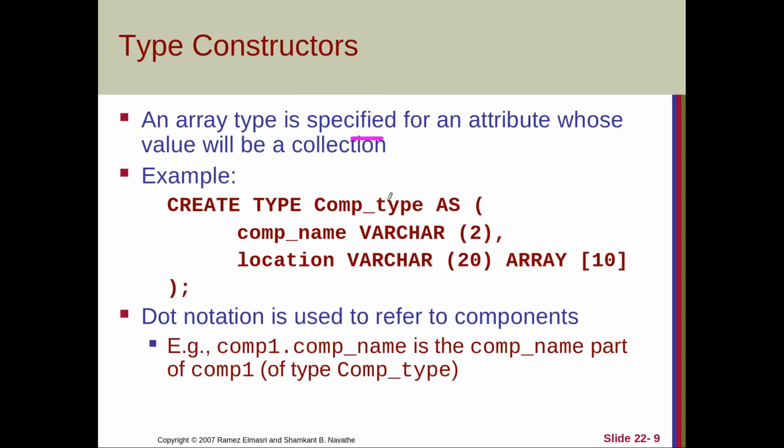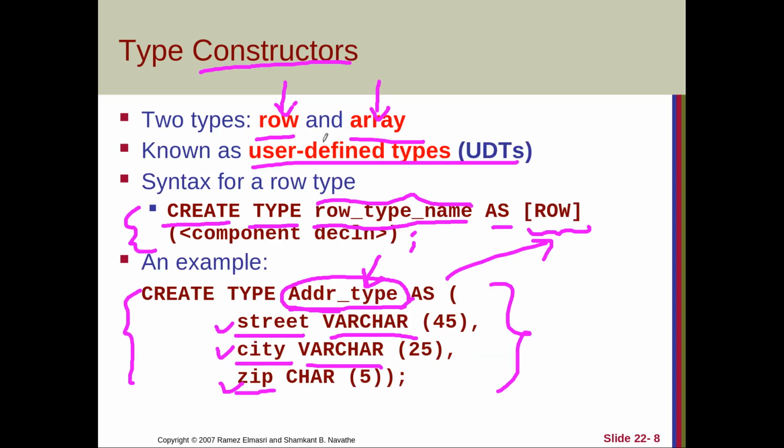Before moving into that, we will see what an array type is. So this is an example for a row type. What is a row? How can we specify a row, which is optional, and how can we create a new type by specifying all these components.